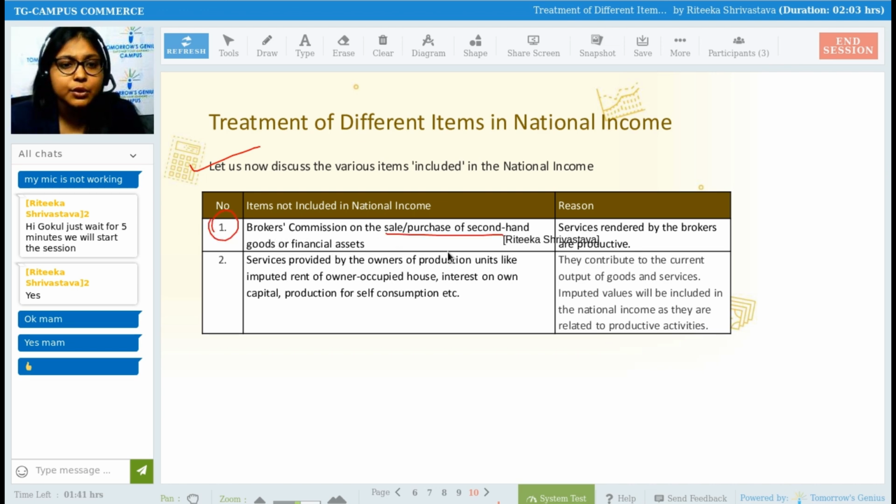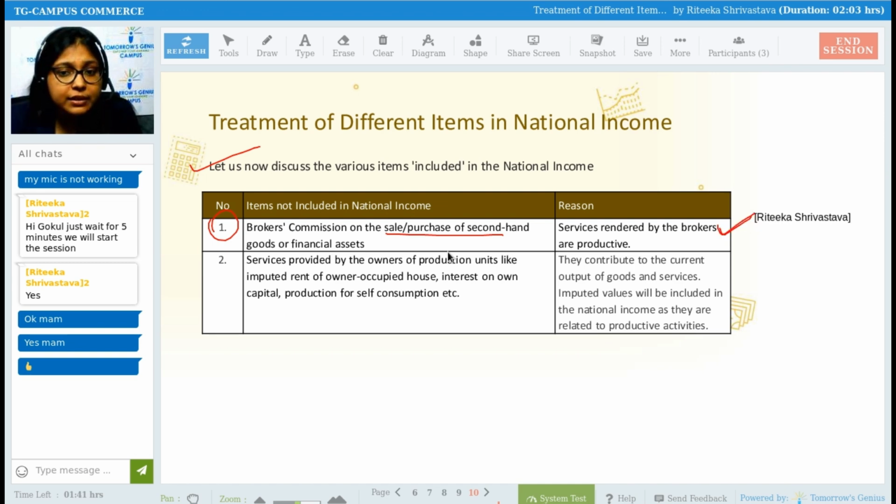First, brokers' commission on the sale and purchase of second-hand goods and financial assets. We have already seen that any kind of purchase and selling of financial assets or second-hand goods will not be included under national income. But any brokerage or commission charged while purchasing and selling of goods and services or financial assets, that brokerage or that commission will be included in national income.